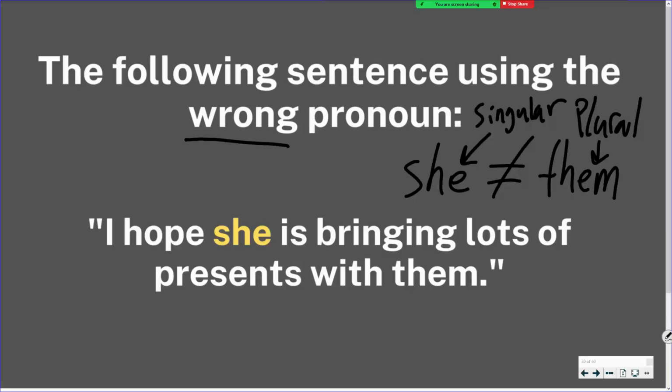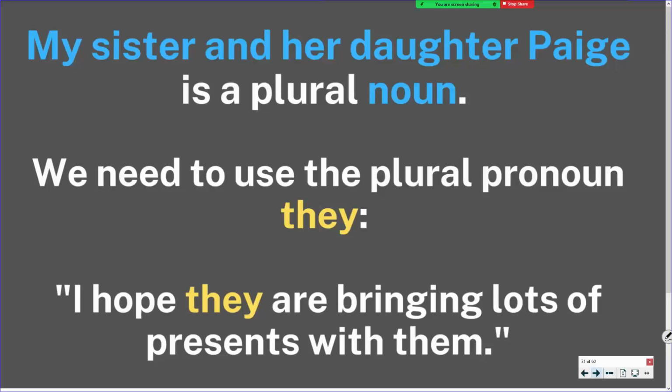That doesn't work, right? These 2 words are in conflict with each other. They've got to be consistent. The word "is" works with "she," but we'll see in a second how we can make that work. So we need to use the plural pronoun "they." I hope they are bringing lots of presents with them.